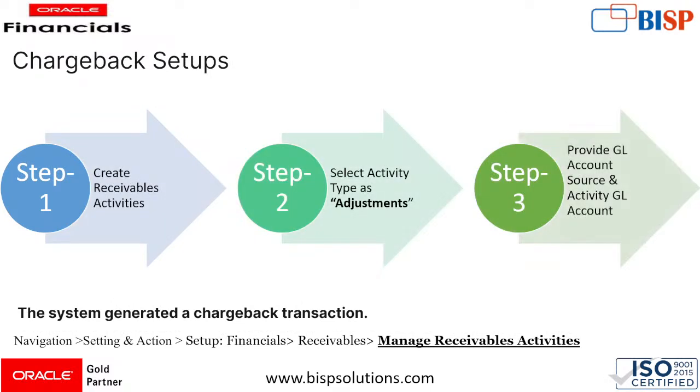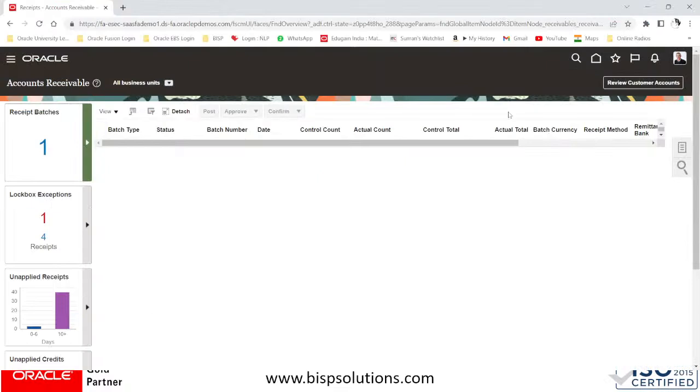Chargeback setup. Again, in the chargeback setup, the first step is to create a receivable activity, and in the receivable activity we have to select the activity type as adjustment, right? In the previous slide we had selected miscellaneous cash as the activity for creating the miscellaneous receipt. In the chargeback setup, basically we will select the type as adjustment and provide the GL account source and activity GL account, and the navigation will be same as we have discussed. So let us move to the application now.